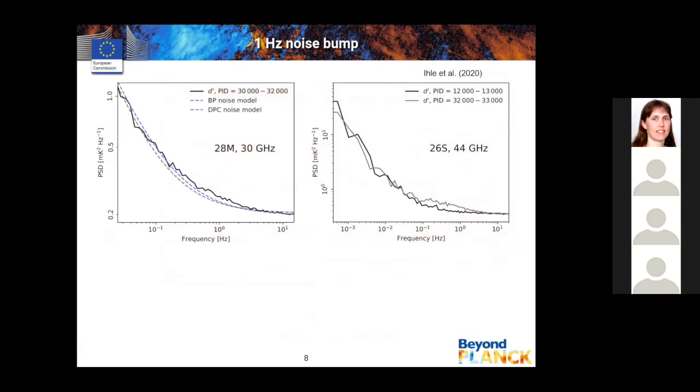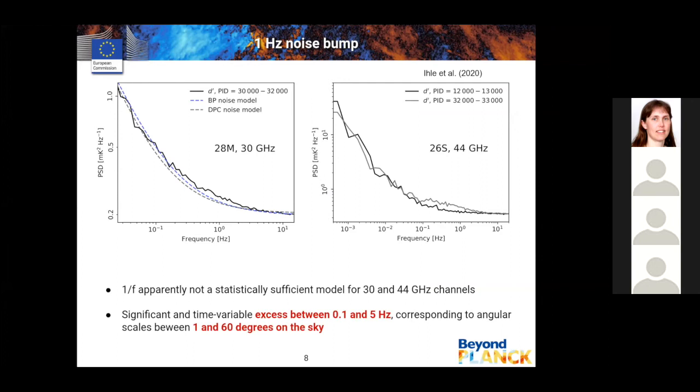But when we plot the spectra of the latter half compared to the first half, we see this in the gray line here is the latter half of the data, and that still has this slight noise excess, whereas the first half doesn't. So this clued us into where we should keep looking after the release. And we had to conclude that 1/f didn't seem to be a statistically sufficient model for 30 and 44 gigahertz.